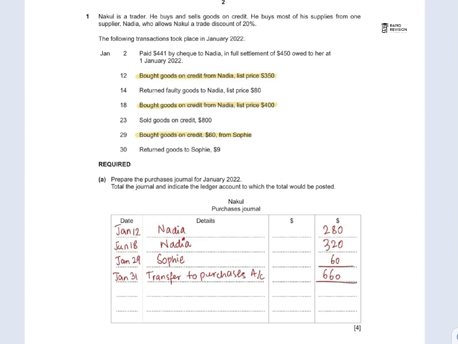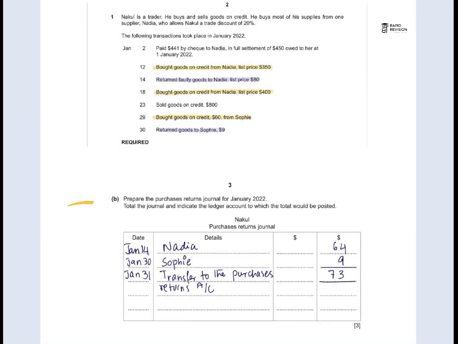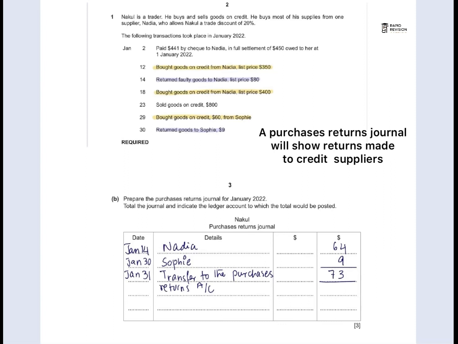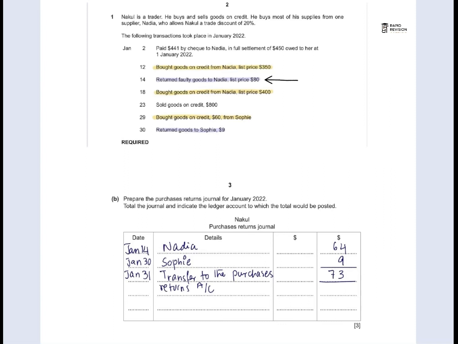The total of this journal is posted to the purchases account in the nominal ledger. For part B of the same question, you need to make a purchases returns journal. A purchases returns journal will show returns made to credit suppliers. The transactions marked in purple are for purchases returns.